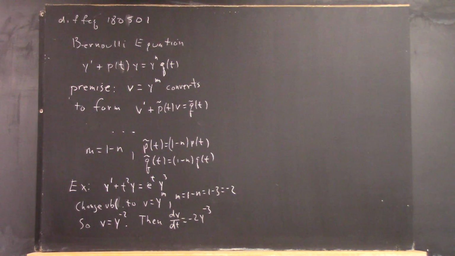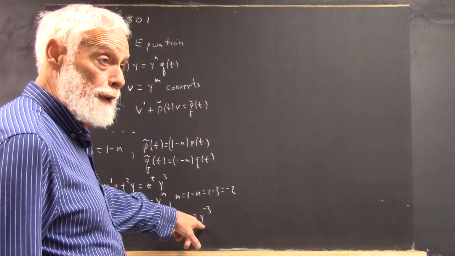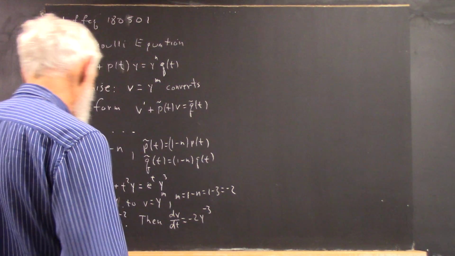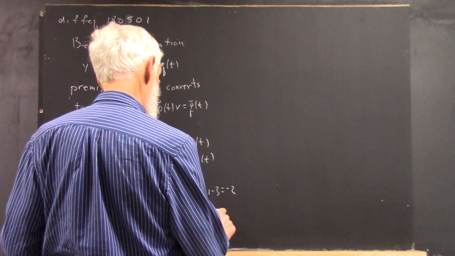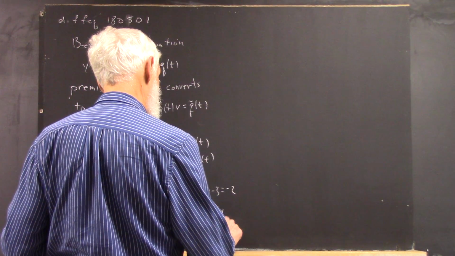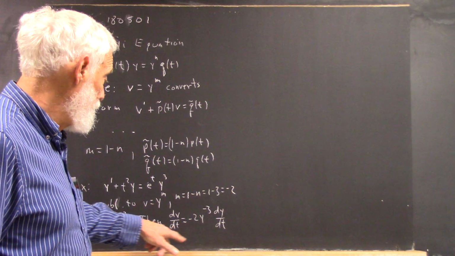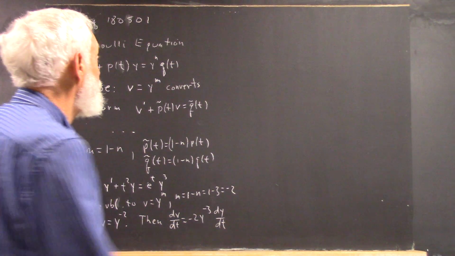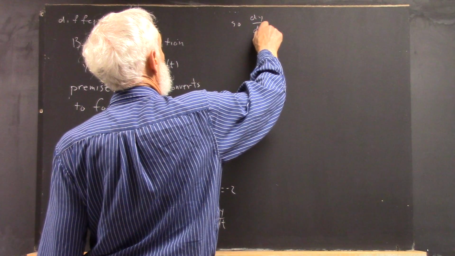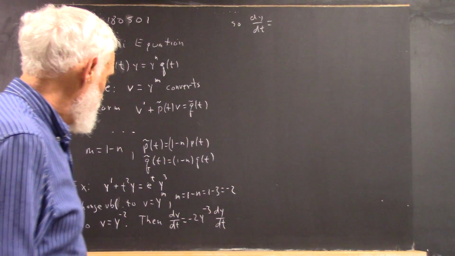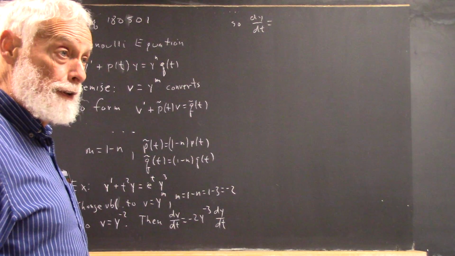Well, your dv dt is going to be -2y to the -3, but you have a chain rule also because y is a function of t and your derivatives are with respect to t. So that would be dy dt, so that your dy dt, now, equals what? Okay, it's going to be -1/2 y cubed dv dt, right?